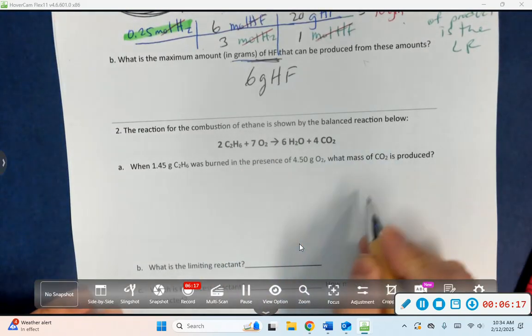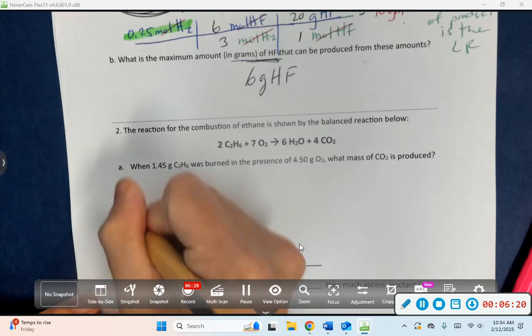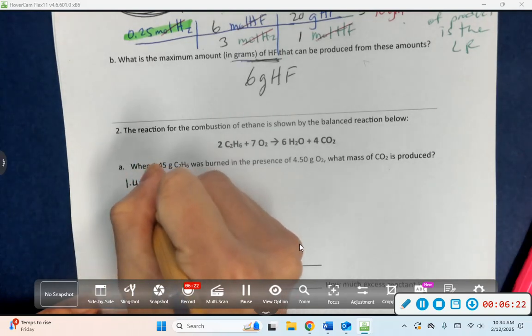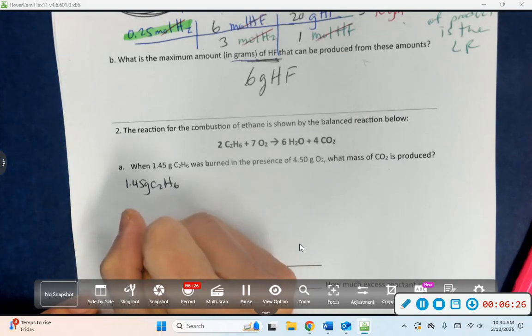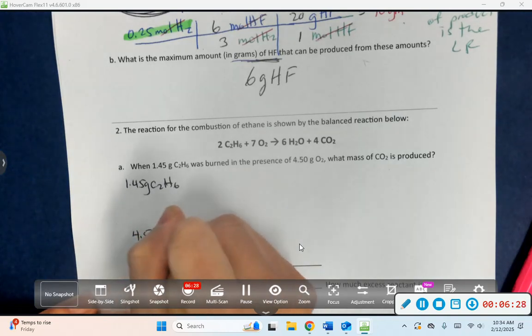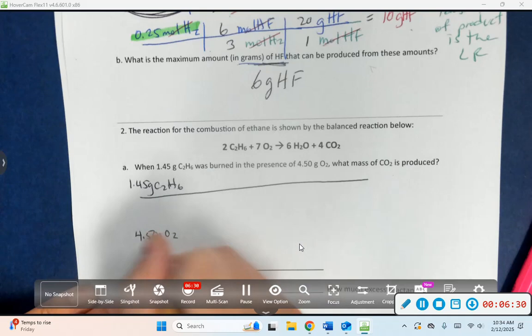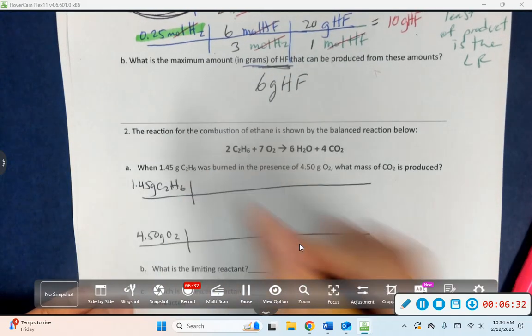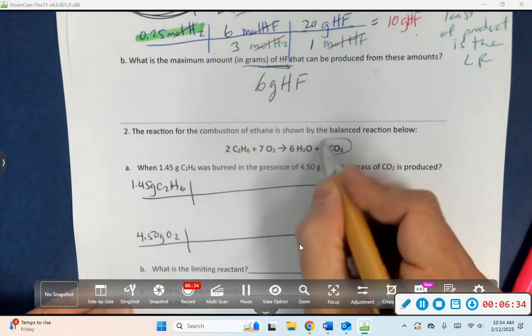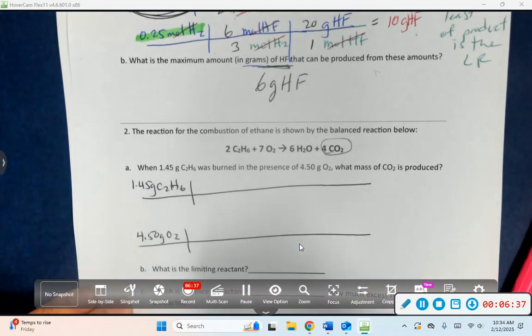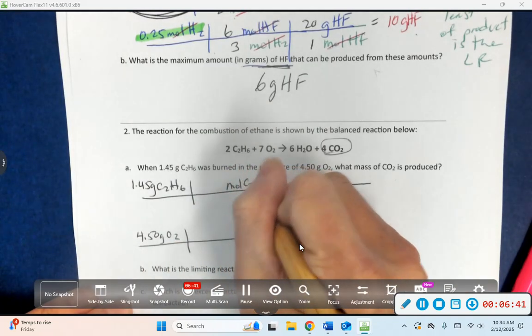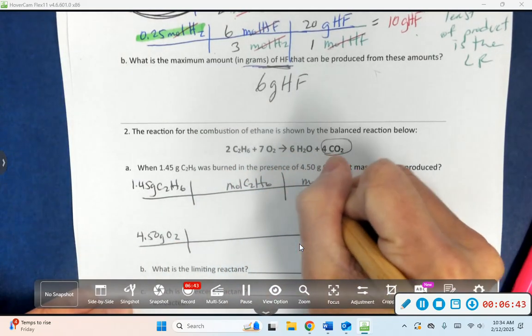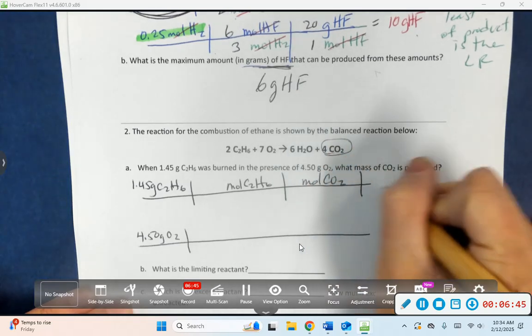We have a combustion of ethane here. You have 1.45 grams of C2H6. So if they give you 2 starting materials, you have to set up 2 grids, 4.50 grams of O2. Say what mass of CO2 is produced. So we need that CO2. We need to set them both to go to grams of CO2. So grams C2H6, we go to mole of C2H6, then we go to mole of CO2, then we go to grams of CO2.